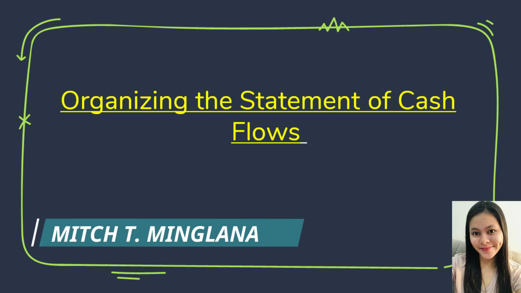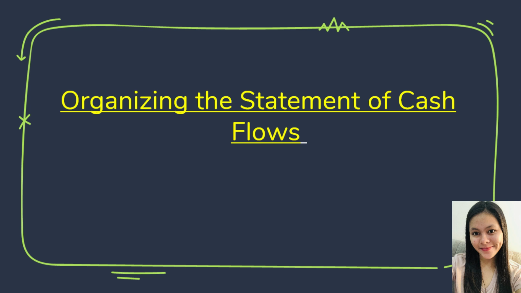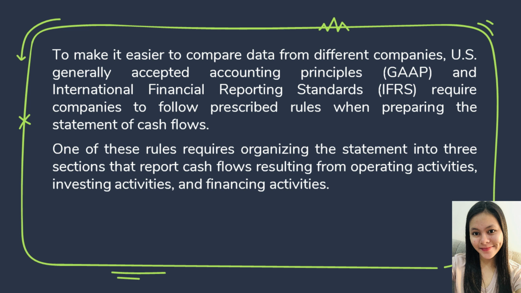The first topic that I'm going to discuss is about organizing the statement of cash flows. To make it easier to compare data from different companies, US generally accepted accounting principles, or what we commonly know as the GAAP, and International Financial Reporting Standards, the IFRS, require companies to follow prescribed rules when preparing the statement of cash flows. One of these rules requires organizing the statement into three sections that report cash flows resulting from operating activities, investing activities, and financing activities.